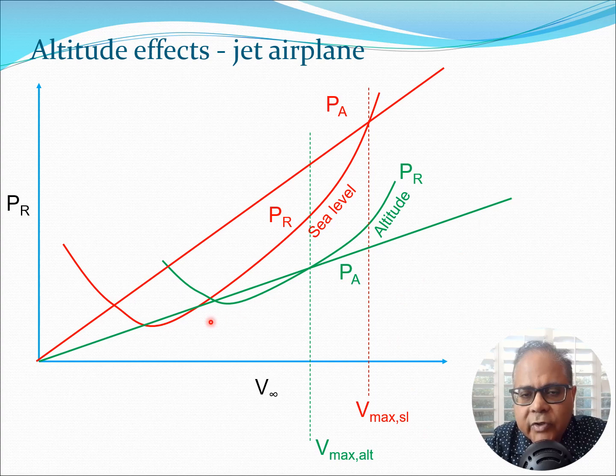Now let's look at the green lines here. These correspond to the altitude situation. Here you see the power required curve intersects with the available power curve at this point, and so again I get this green line here. That is the Vmax at the altitude situation. So again, this Vmax typically comes down when you go up from sea level to some height. That's something to keep in mind.